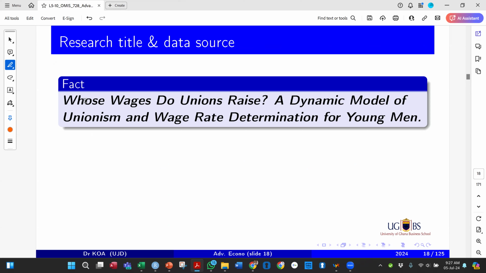So the question was, the unions, whose wages, if they agitate for the wage, are they increasing the wages of those in the union or increasing the wages of both those in the union and those not in the union? Do you get a point? Okay. Yes. So they postulated a dynamic model of unionism and wage rate determination for some young men. That's one thing you want to note. For some young men, not young men and women, but for some young men. Remember, the paper was in 1998.